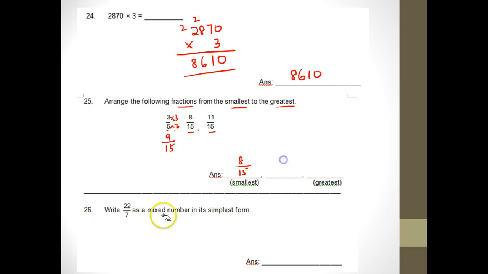9/15 is the equivalent fraction. So it is 3/5 and followed by 11/15. 11/15 is the greatest. Write 22/7 as a mixed number in the simplest form. 22/7, I would have 7, 7, 21 plus 1, 22. So I have 3 whole and 1/7.